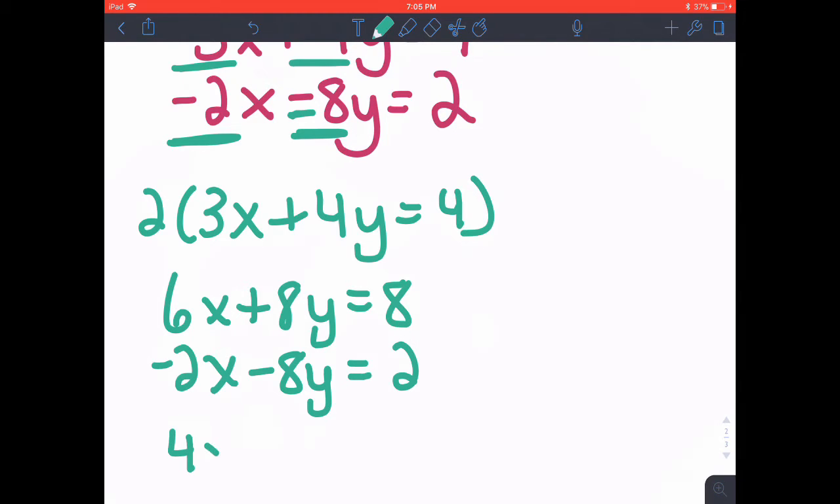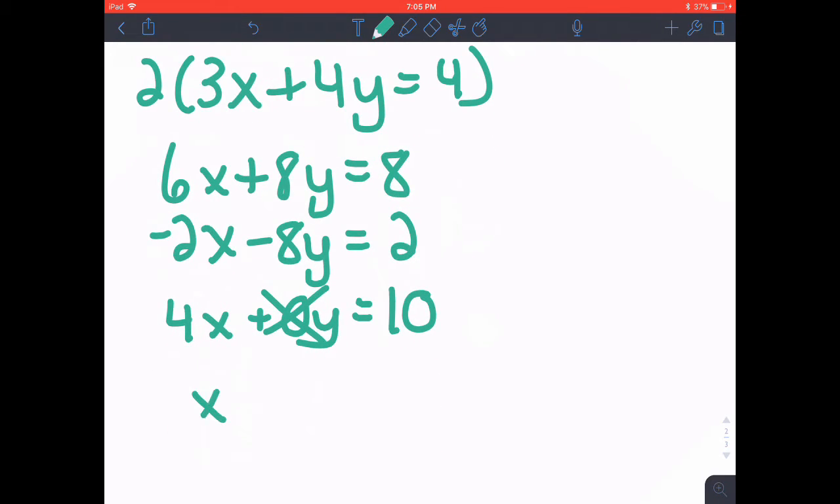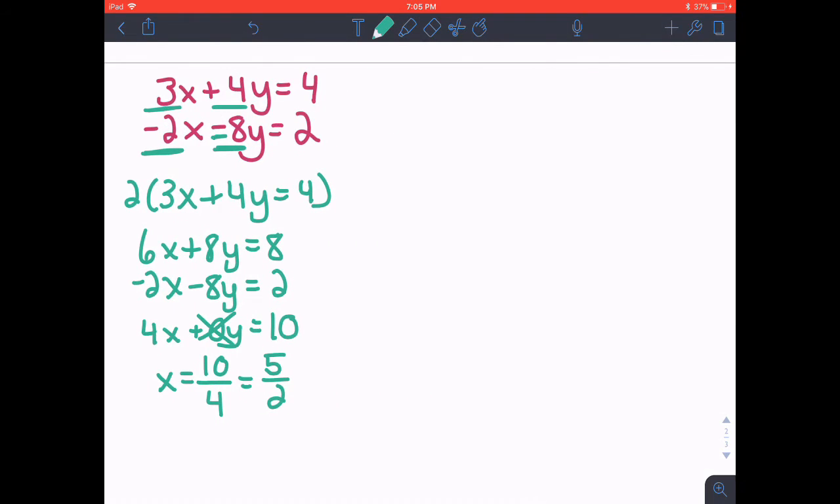So when we add these two equations together, we get 4x plus 0y, as you can see because they canceled out, equals 10. And so we get x equals 10/4 or 5/2. Now again, you have to find the common multiple, make sure one is positive, one is negative. I know I'm sounding like a broken record here, but this is really important, and I understand a lot of people struggle with this, so it's really important.